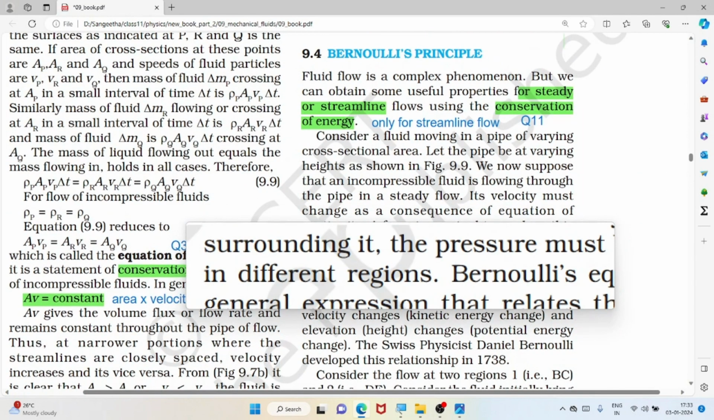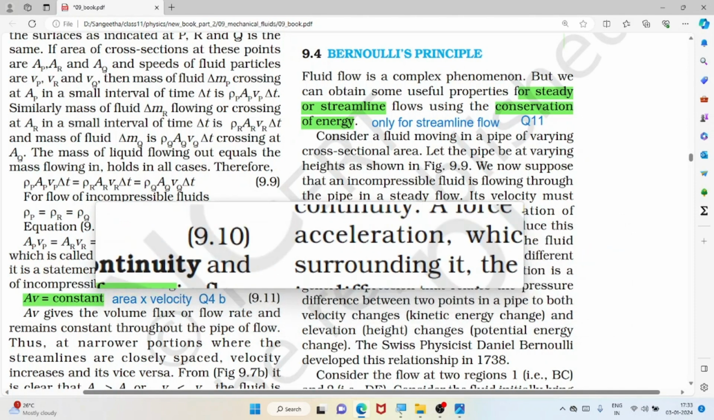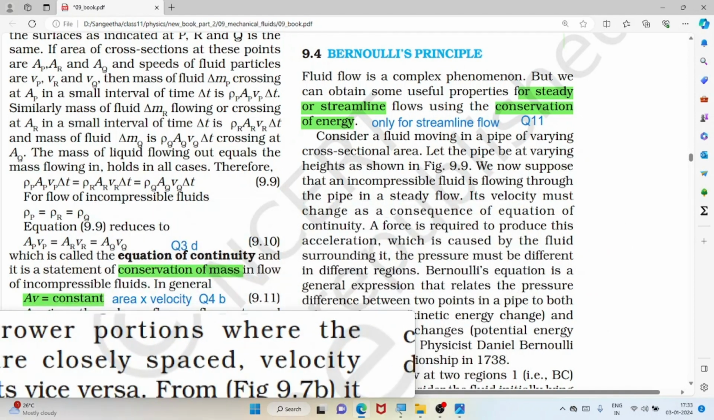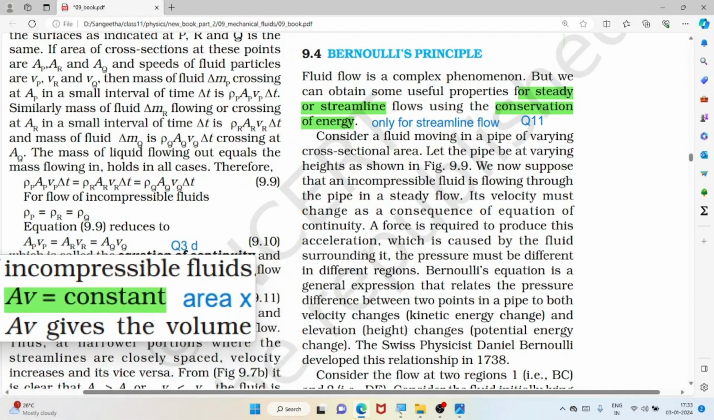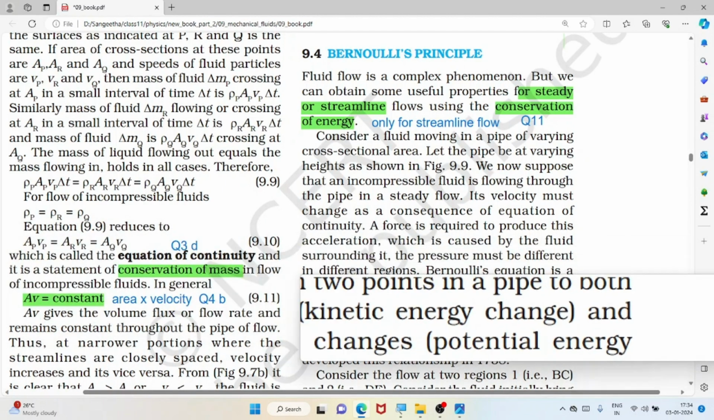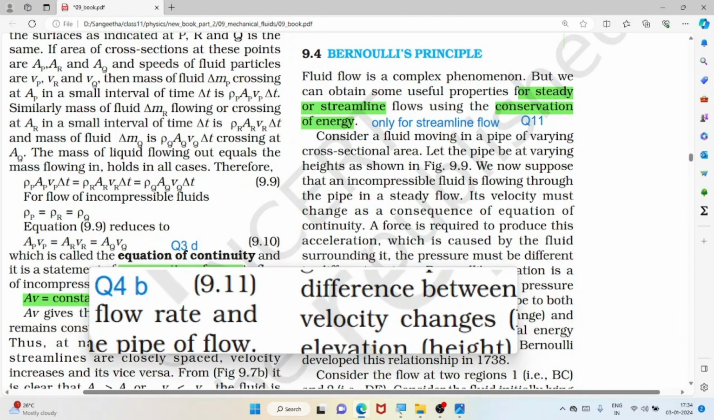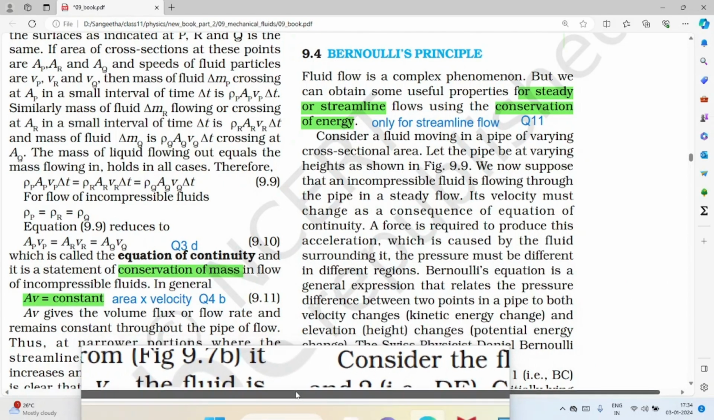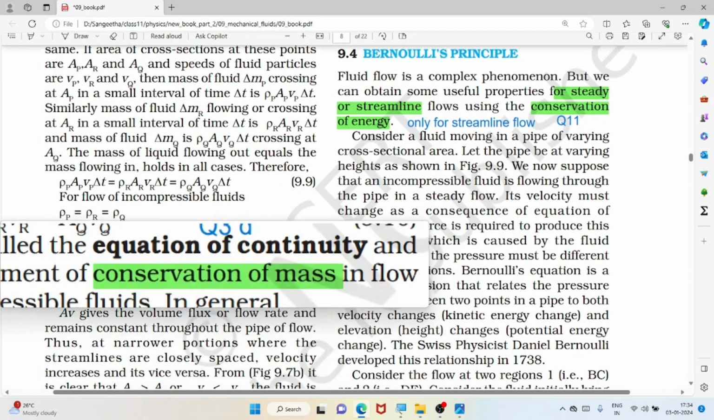Bernoulli's principle. This Bernoulli's principle is applied for streamline flow only. It is not applicable to turbulent flow. This works based on the conservation of energy. See, the law of continuity is based on the conservation of mass, but Bernoulli's principle works on the conservation of energy, the law of conservation of energy.